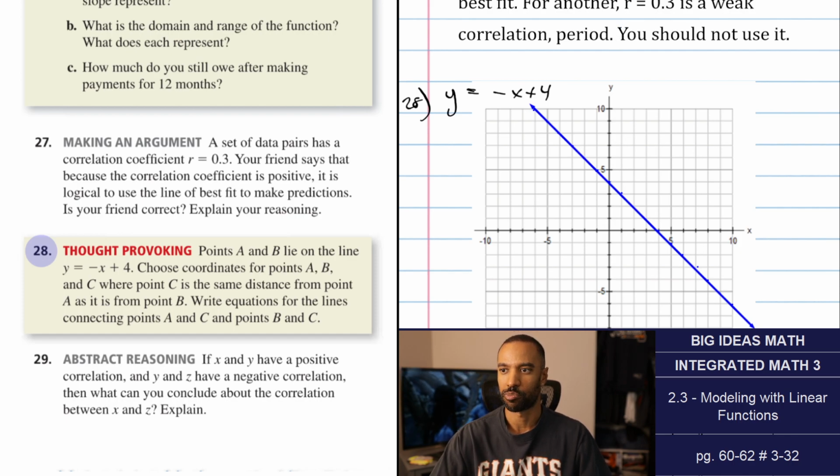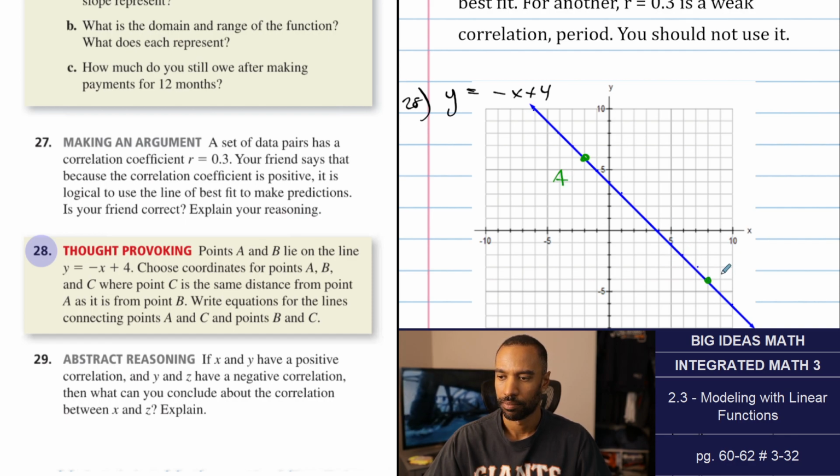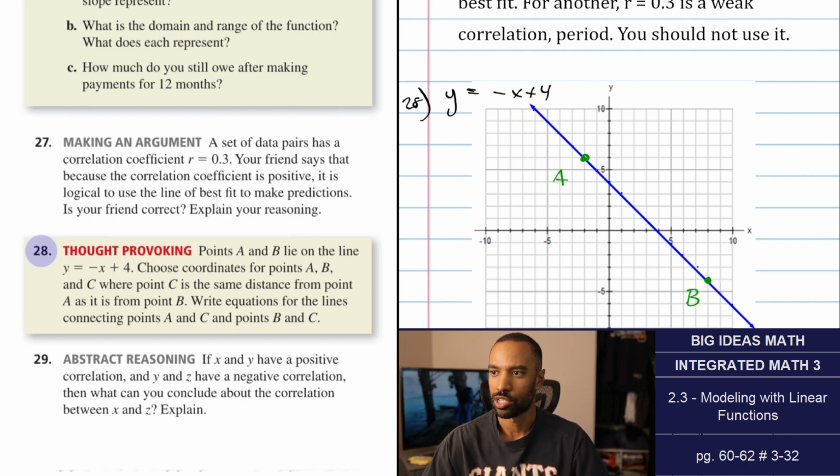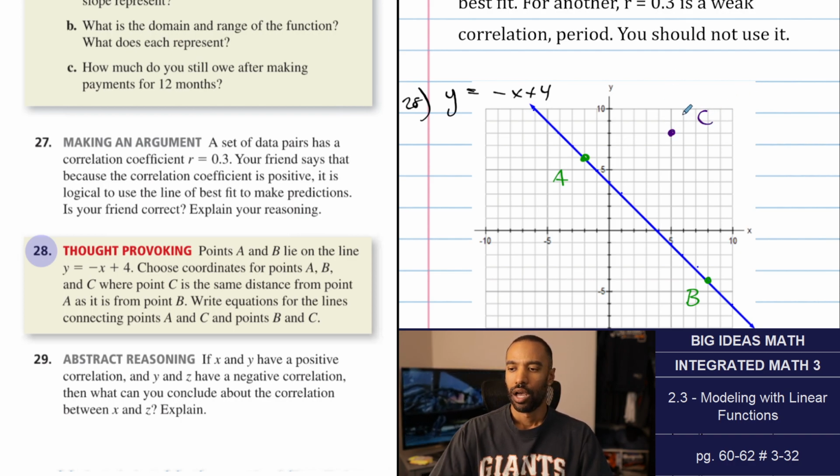So there's y equals negative x plus 4. Let's choose points A and B. I'll choose A right here, okay? And I'll choose B right here. Let's choose C somewhere random. C will be right there. Okay, A, B, and C.